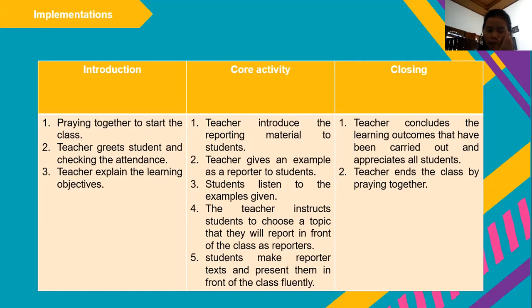Okay, the second activity is core activity. There are 5 steps. The first one is the teacher introduces the reporting material to students. The second one is the teacher gives an example as a reporter to students. The third one is students listen to the example given by the teacher. The fourth one is the teacher instructs the students to choose a topic that they will report in front of the class as reporters. And the last one is students make a report text and present it in front of the class fluently.